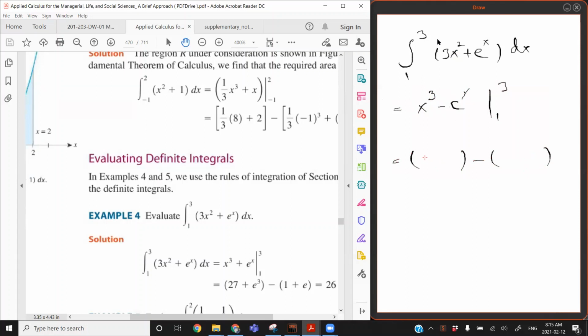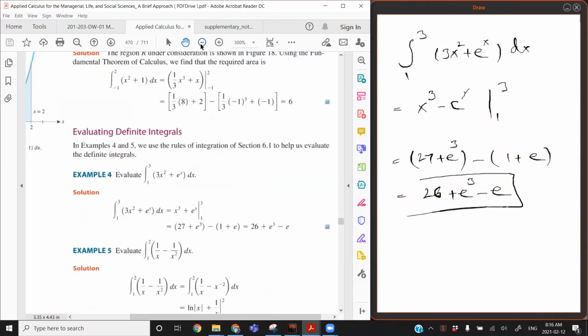Evaluate this function at 3, I get 27 plus e to the power of 3. Evaluate this function at 1, I get 1 plus e. Simplify: 26 plus e to the power of 3 minus e, and that's the answer. You're going to give me the answer in the exact form. So generally in WebWork or in the test, you're supposed to give the answer in exact form. You're not supposed to use a calculator and find an approximation and round it.